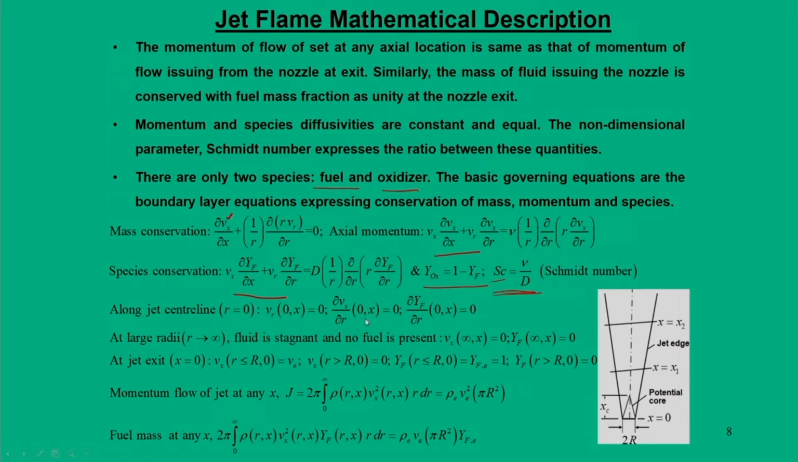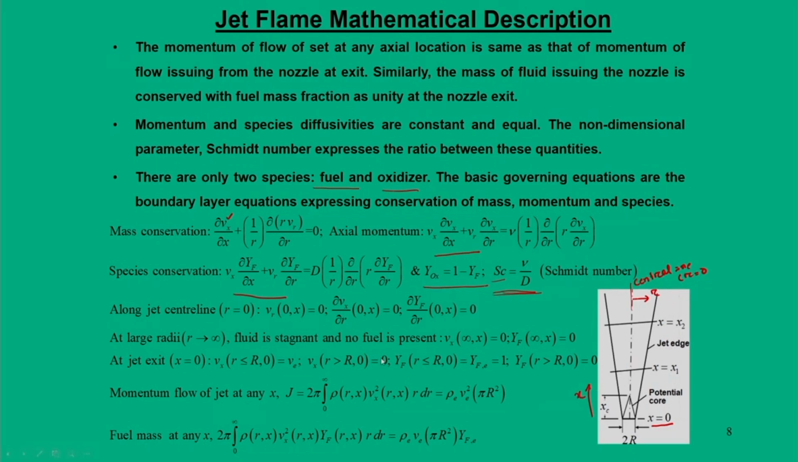Now, let us see how we understand these boundary conditions. Basically there are two things. One is this central line, and this is at x is equal to 0, and central line means r is equal to 0. So, we are looking at r in this direction and x in this direction. So, this is x and this is r.